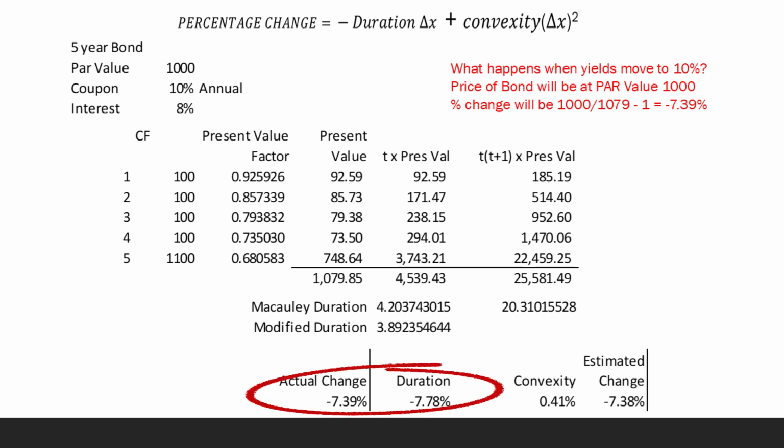So if we add the convexity adjustment like so, then our estimated change is going to be negative 7.38%. And we see that with both duration and convexity, it does a really good job of approximating or estimating the percentage change in the price of your fixed income portfolios when interest rates move.